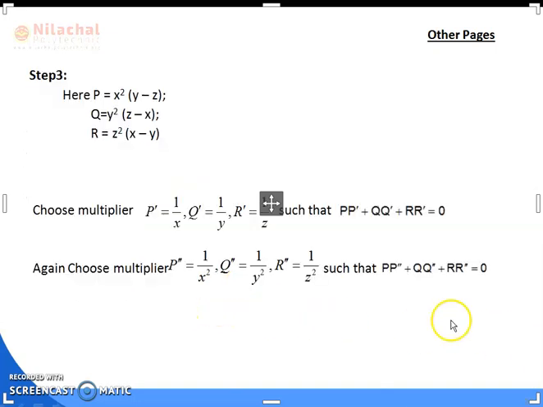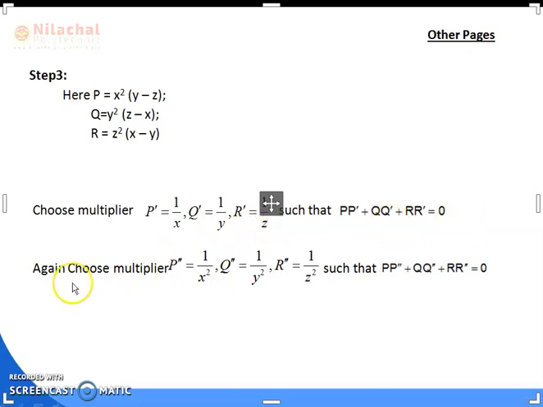So then next step is step 3. Here P, Q, R are this much, and you have to choose your multipliers: P dash equals 1 by x, Q dash equals 1 by y, R dash equals 1 by z, such that P P dash plus Q Q dash plus R R dash equals 0. We have proved this one. Okay, you can check here also: P into P dash means 1 by x will be cancelled. Q dash means y square, 1 by y will be cancelled here. R dash, z, here z square is present. So 1 by z will be cancelled, and the simplification of the remaining terms equals 0 automatically.